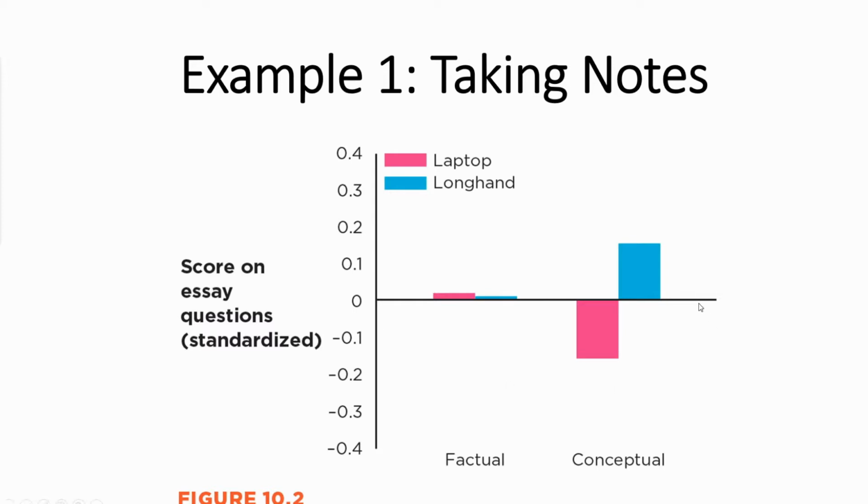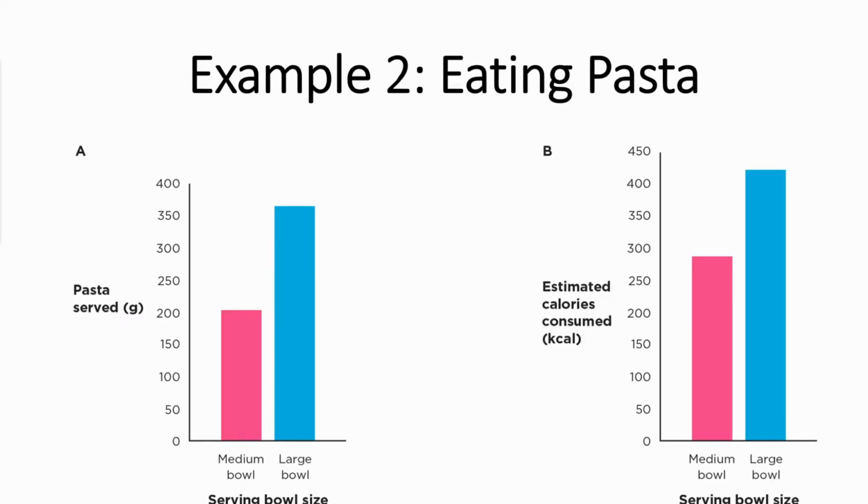And because we're doing experiments, theoretically, they can make that kind of a claim, that taking notes a certain way causes you to do better at certain types of questions. Now, for our second example, we can look at the idea that the method of presentation of food will affect how much food that you eat.